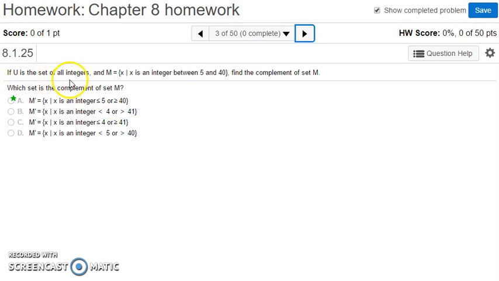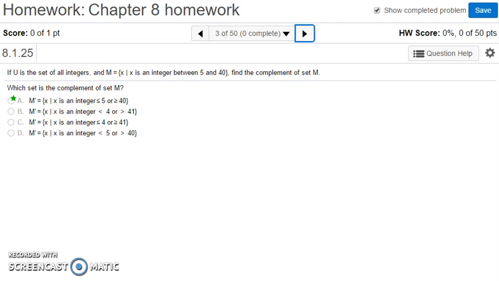If U is all integers, so the universe is the set of all integers. Remember what the integers are: all of the negative numbers, so -5, -4, -3, -2, -1, 0, 1, 2, 3, 4, 5. So M is equal to {x such that x is an integer between 5 and 40}. Find the complement of the set M. So it's going to be what? It's going to be all the integers that are less than or equal to 5 and greater than or equal to 40.